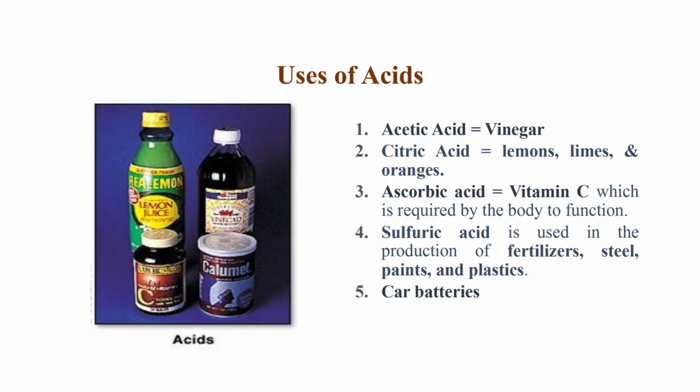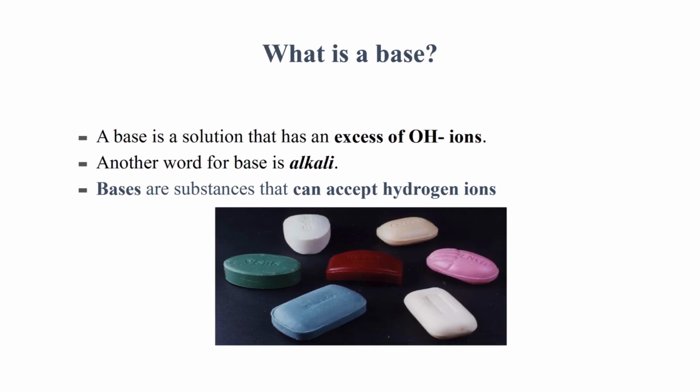So, we've covered acids, but what about their chemical counterparts? Now, let us look at what a base is. A base is a solution that has an excess of OH- ions. Another word for base is alkali. And in a broader sense, bases are substances that can accept hydrogen ions.